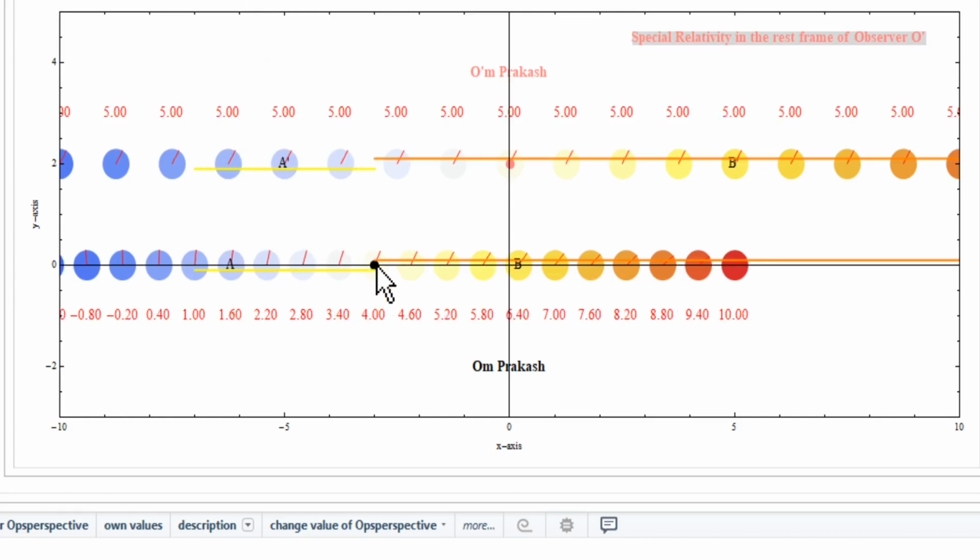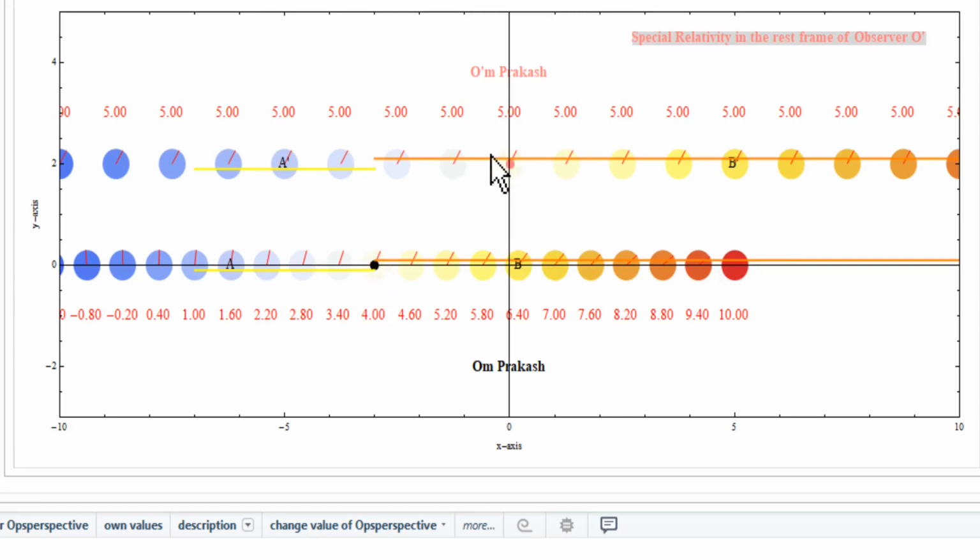If you look at a time of 4 seconds on Om Prakash's clock, the light signals from A and B have both reached Om Prakash at exactly the same time. So even though the lightning strikes at B prime and A prime, or equivalently B and A, as seen by the train observer, are not simultaneous, those signals from B and A reach Om Prakash simultaneously.